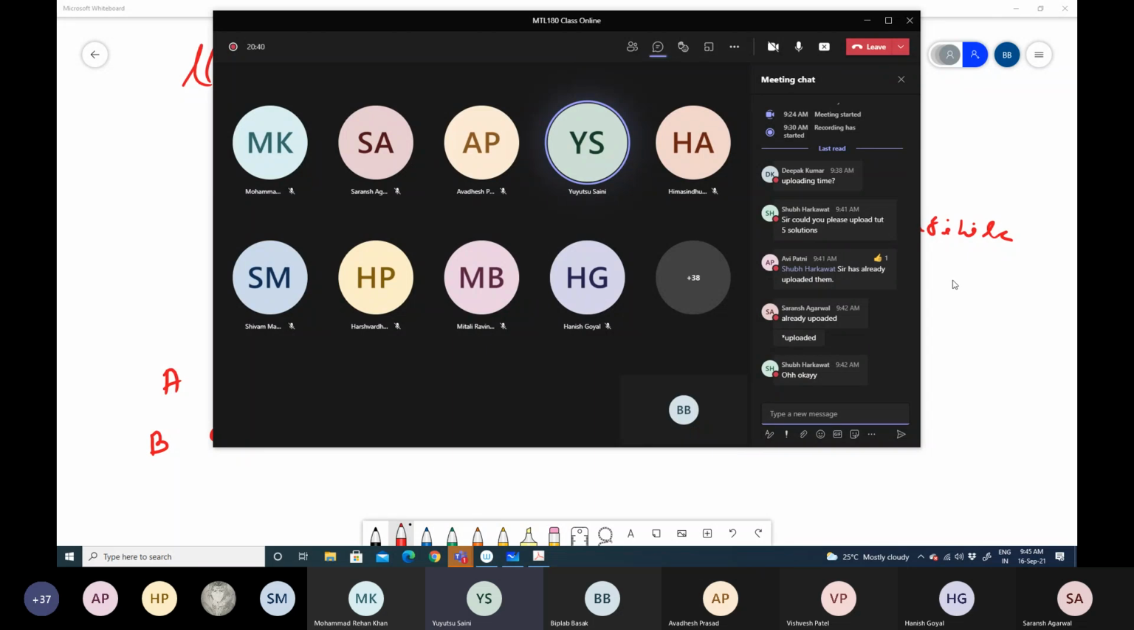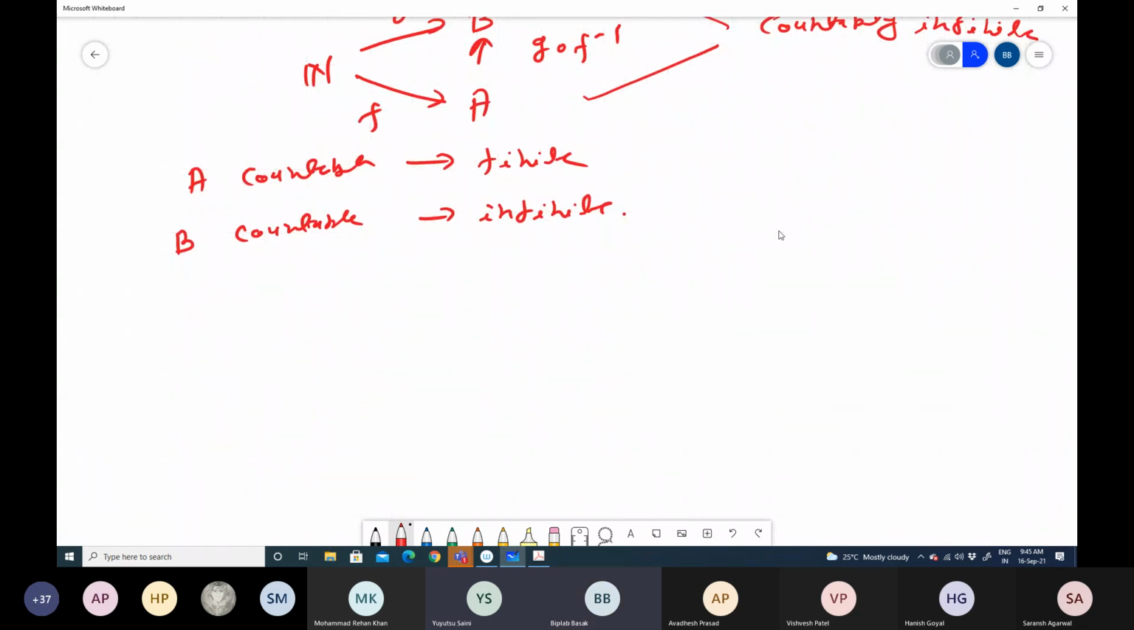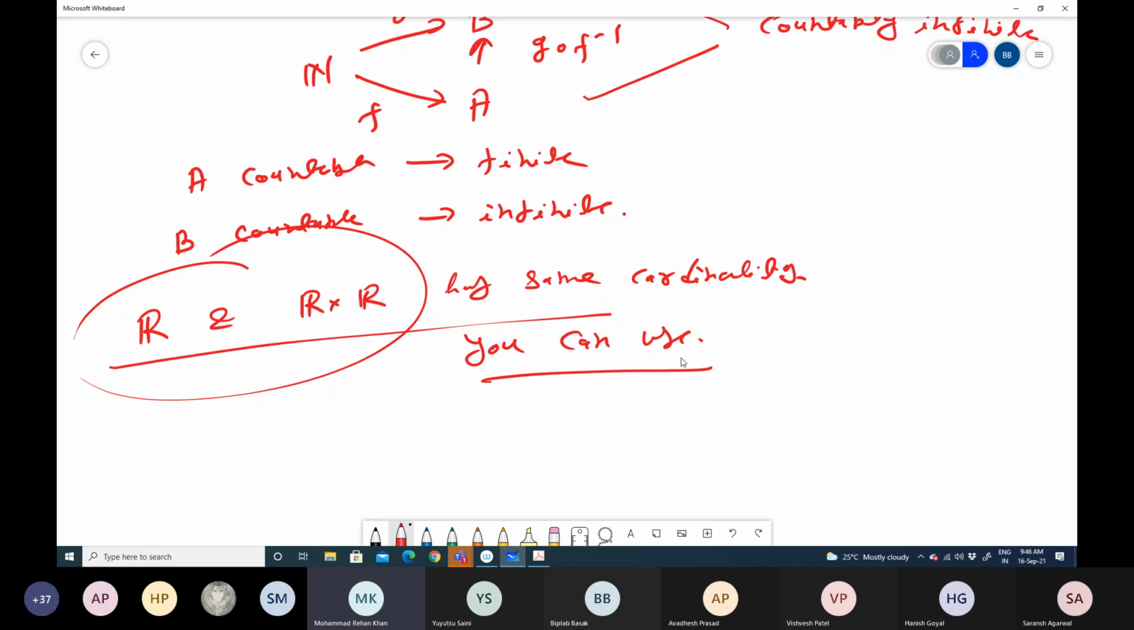Sir, you said that the cardinality of the set of real numbers and R cross R are the same. How can we prove that? You can use that fact. If we ask a similar question in the exam, you can use that fact. Is there any way to prove it? Since R is uncountable, how to prove it? Obviously, there is a way to prove it.